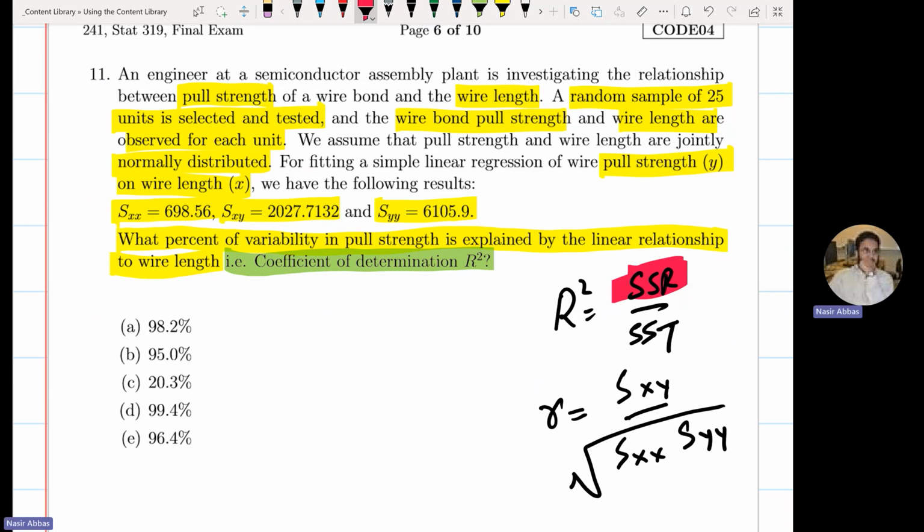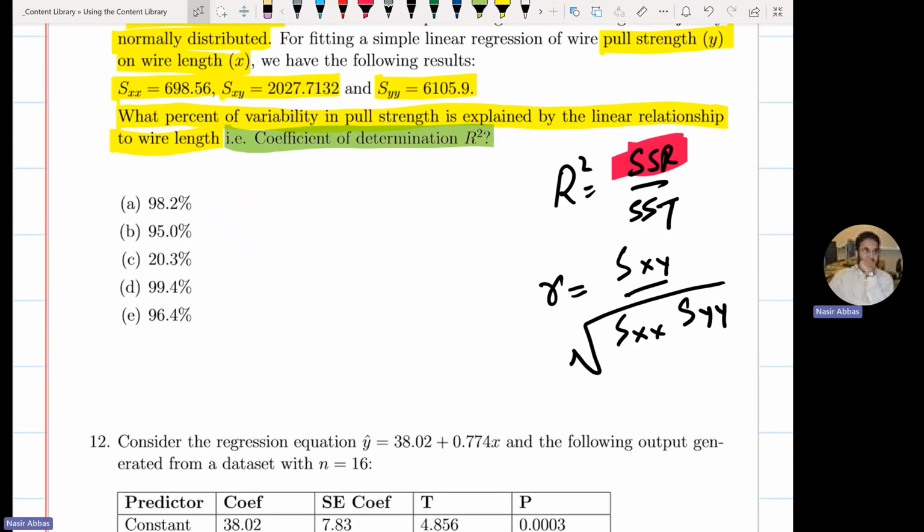So you will use this relationship between the correlation R and R square. You will find the correlation in this case, which is Sxy over the square root of Sxx times Syy. And then you will square it to get R square. And in this case, it should come out to be 0.982. So option A comes out to be the correct one. But this is only true for simple linear regression, chapter 11. In chapter 12, you cannot use this relationship.